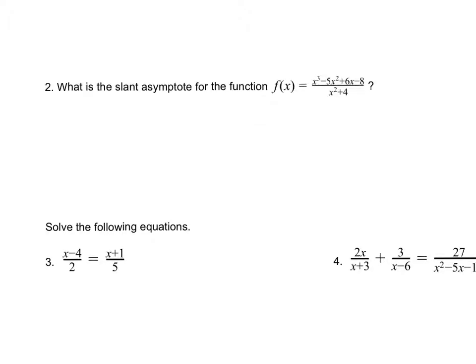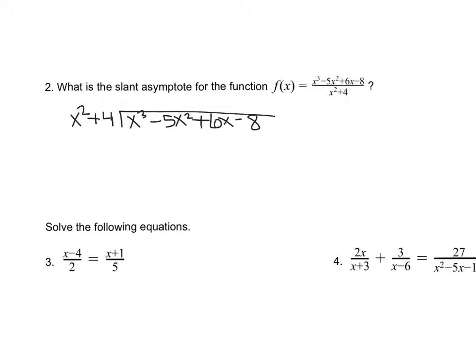So next we're looking at what the slant asymptote for our function f of x equals x cubed minus 5x squared plus 6x minus 8 divided by x squared plus 4 is. So to find a slant asymptote, we do long division. So x squared plus 4 on the outside, and underneath x cubed minus 5x squared plus 6x minus 8.